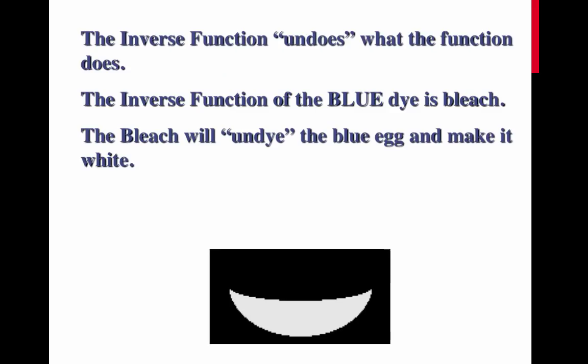Well, an inverse function undoes that. So if you're dyeing eggs, then the inverse would be bleaching them, because it's going to take that dark color and make it go backwards. It's going to turn it back into white the way it started. So we put something in and it comes back out white. Think of inverse functions like that. It's going to undo something.